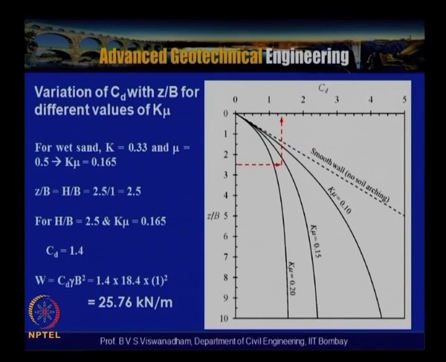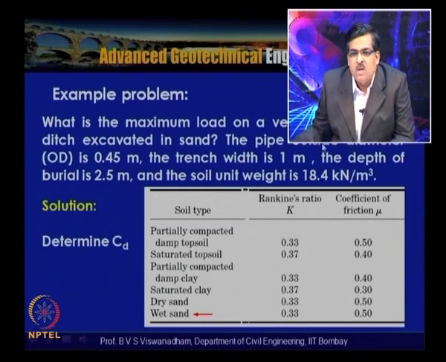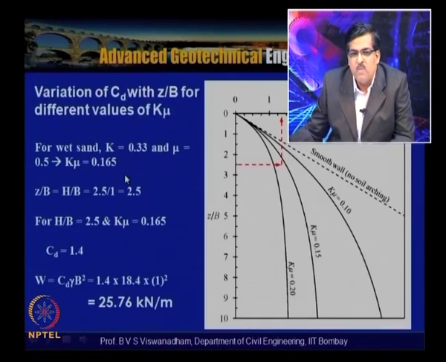Now by using this particular curve, the variation of CD with Z by B for different values of K mu, we can see that as we have got for wet sand with K equal to 0.33 and mu equal to 0.5, K mu is equal to 0.165, so it will be somewhere here. So with that, what we can get is that Z by B, where Z is nothing but H, is the 2.5 meter which is given as the depth of burial.